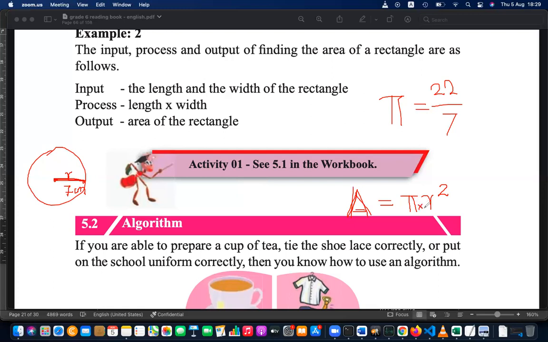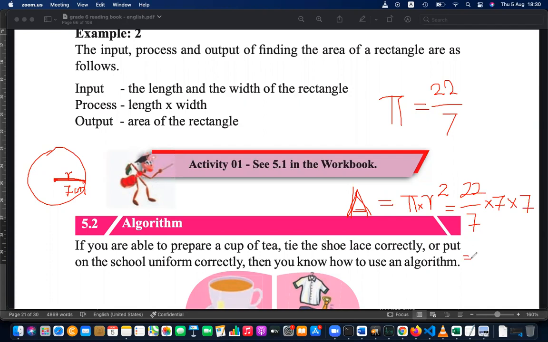This is multiplication, right? 5 into r squared. Then what is the area? Can you calculate and tell me? Pi means 22 divided by 7. Then what is r squared? Multiplied by r. R is 7 centimeters now, so r squared means 7 into 7. If it is 22 divided by 7 into 7 into 7, what is the value then?